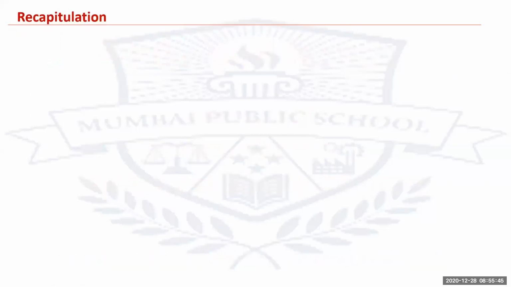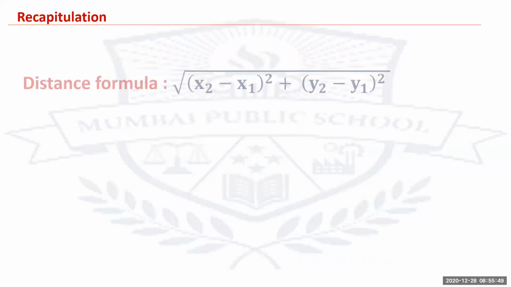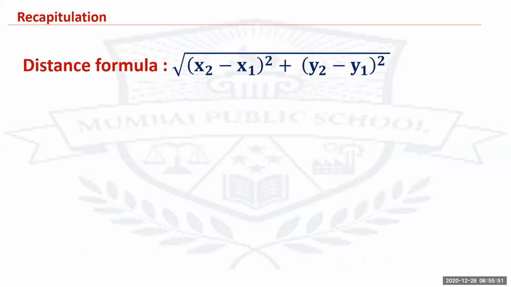We'll recap a bit. Up till now in this chapter, we have studied the distance formula. You have to mug up this formula. The formula is the square root of x2 minus x1 the whole square plus y2 minus y1 the whole square.